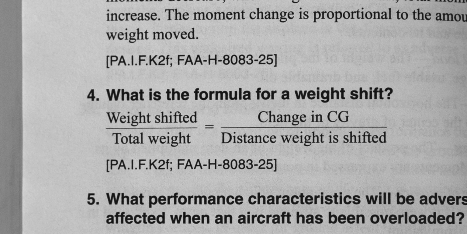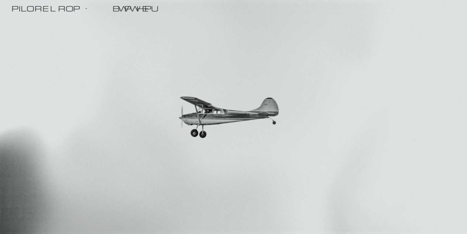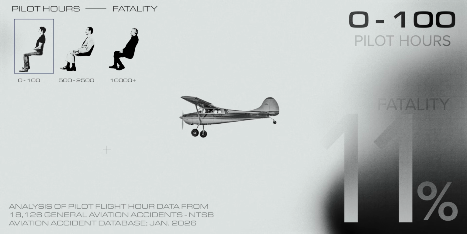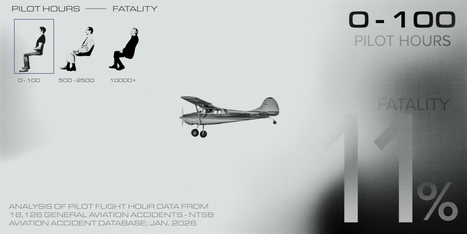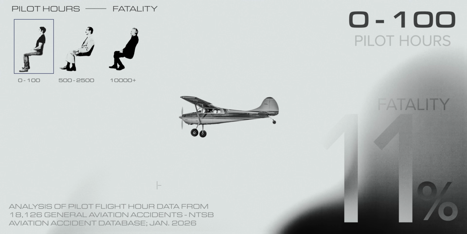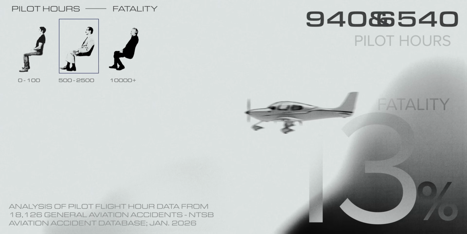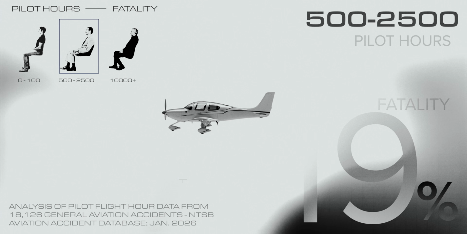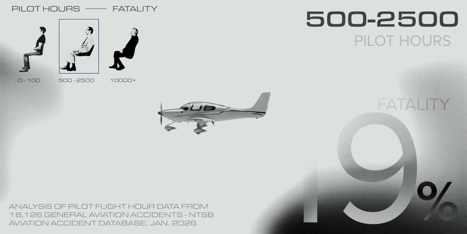Now the obvious answer is train pilots more flight hours, more checklists. But when we looked at the data, the results were pretty shocking. Pilots that had 0 to 100 hours actually had the lowest fatality rate, 11.9%. Now that's not too surprising, since many of the accidents in this category involved a student pilot flying with a certified flight instructor. But what was surprising in the data is when we saw that pilots with 500 to 2,500 hours actually had the highest probability of dying. They represented 19% of all fatalities.